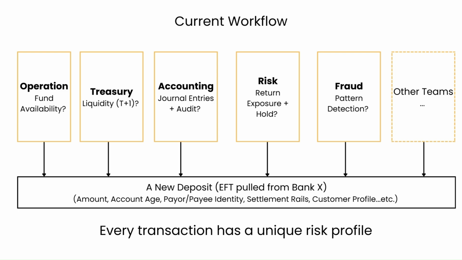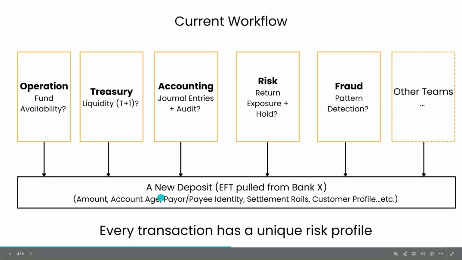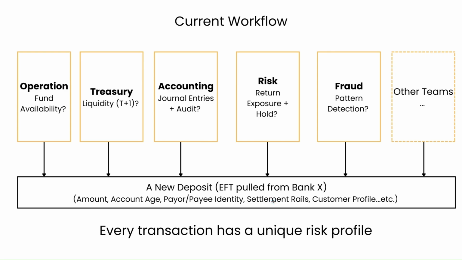Let's start with first principle thinking. In our daily operation, the smallest unit is a transaction, and every transaction carries risk. Each one is different in nature because of the different data attached to it. For example, the amount, the account age, settlement rails. And each difference demands a different set of treatments dictated by the lens of the team looking at it. And that is the real complexity when it comes to risk management.